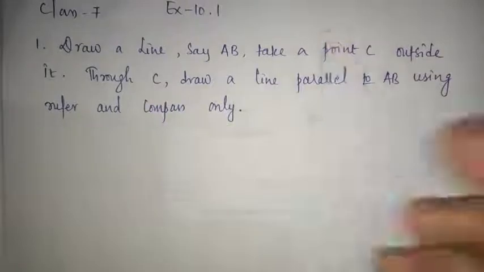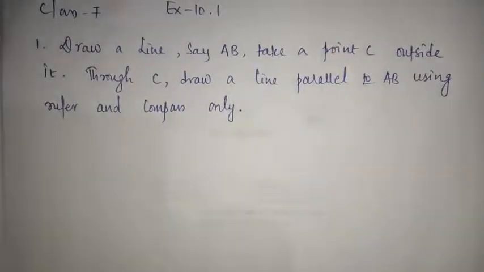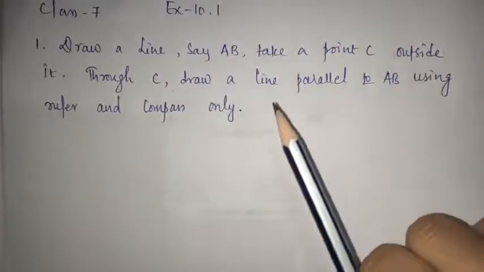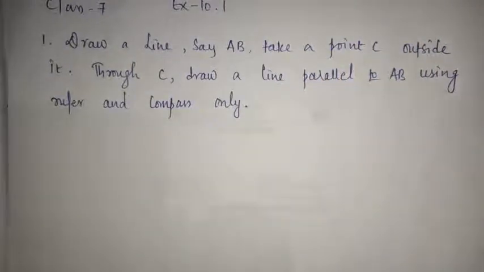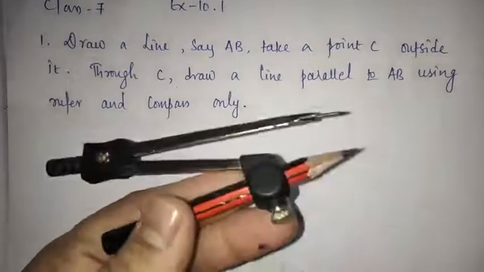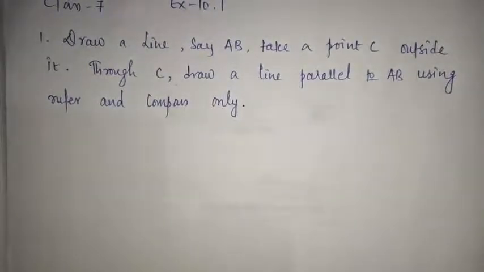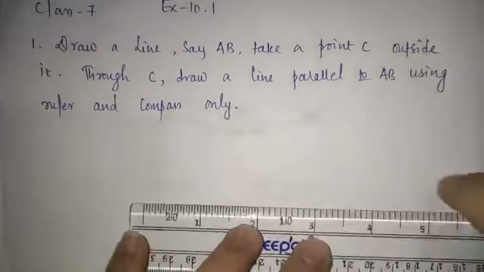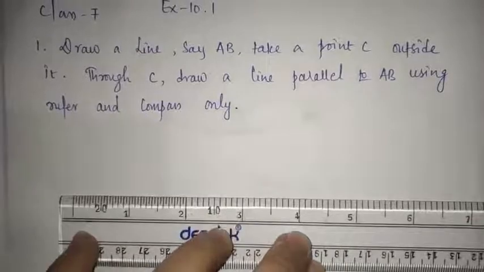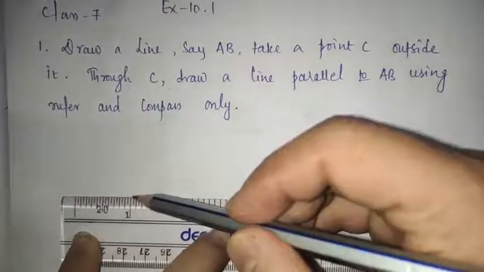Draw a line, say AB, right? So before starting this, you need to have a compass, pencil, scale, extra pencil. If you have, that will be better. Don't use the pencil which is in the compass, okay? That will create a little bit of mistake. So first of all, you have to draw a line AB, okay? Draw a line AB.